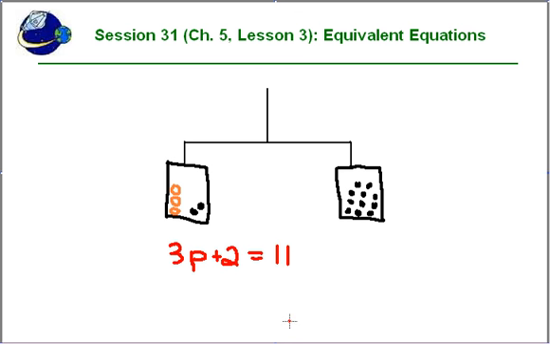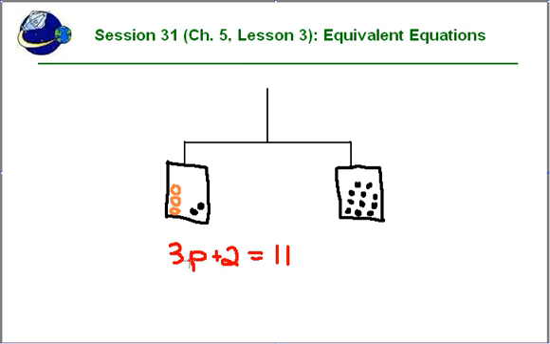So using algebra, how are we going to figure out what the weight of each of these pumpkins is? Well, we could do it in our head because this problem is simple enough. But the majority of algebra problems cannot be easily done in your head. So let's go ahead and work it out. Now remember, our strategy here is to get our variable p all by itself.